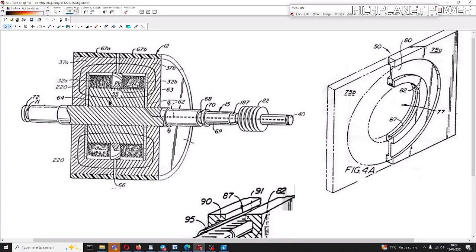Now the purpose of this iron is to try and keep this magnetic field as high as possible by encasing it in a highly permeable magnetic material such that the field strength is as strong as possible going through that steel disc.